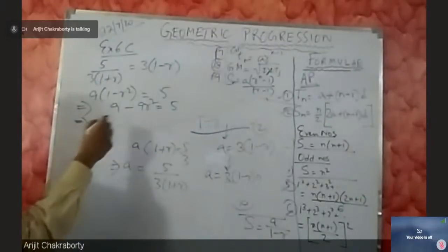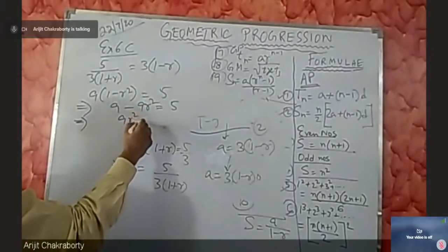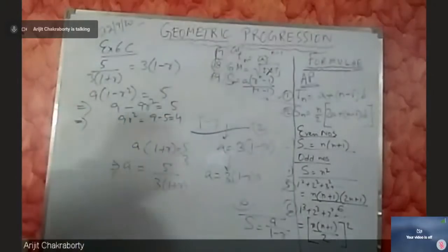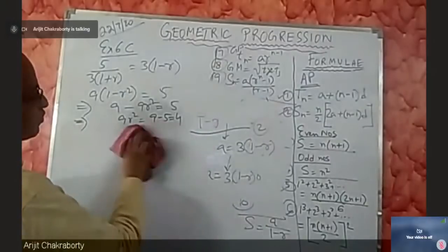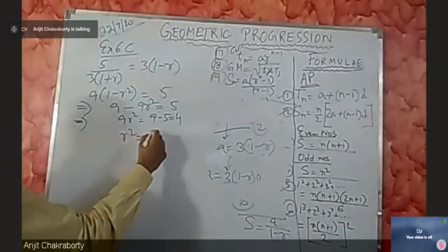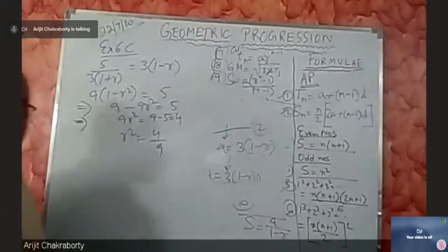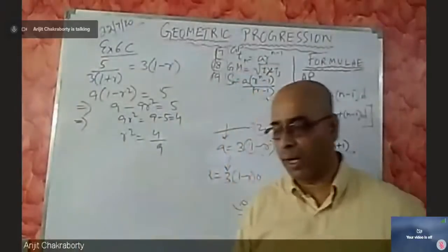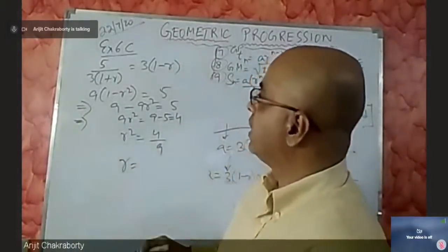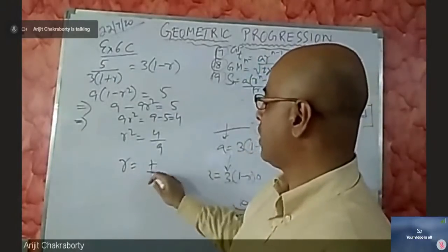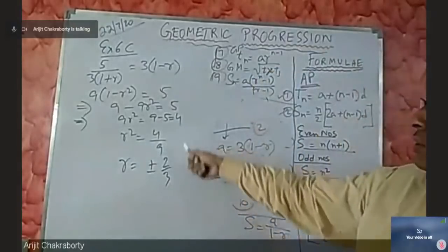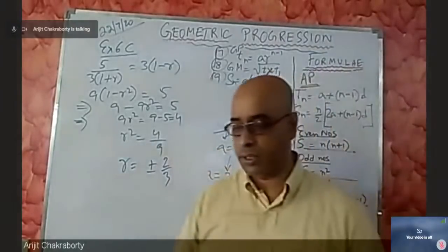Which gives you 9R squared equal to 9 minus 5, that is 4. So 9R squared equals 4, and R squared equals 4 by 9. This is a square, so we'll take the square root, and ideally R will be plus minus 2 by 3.